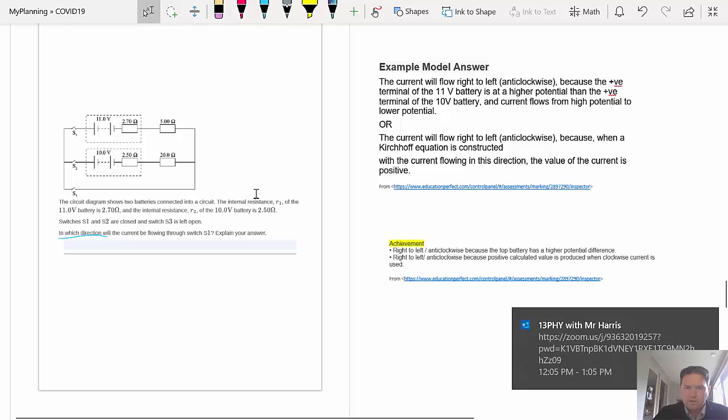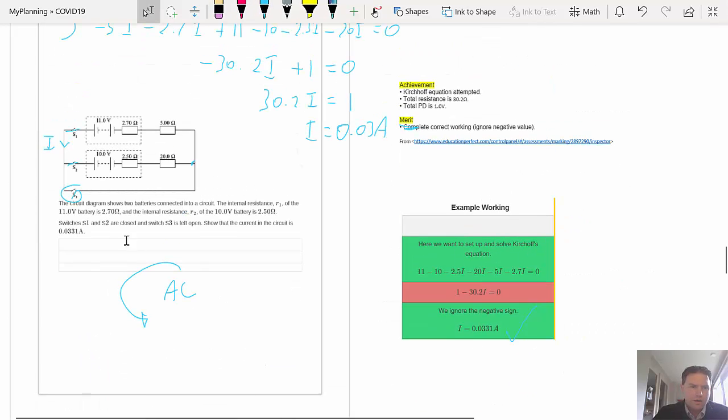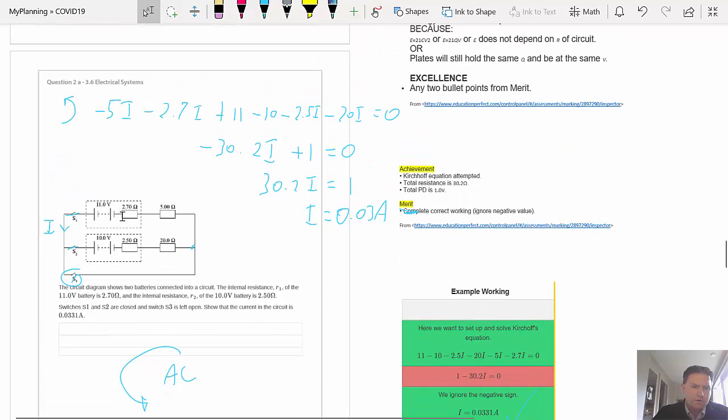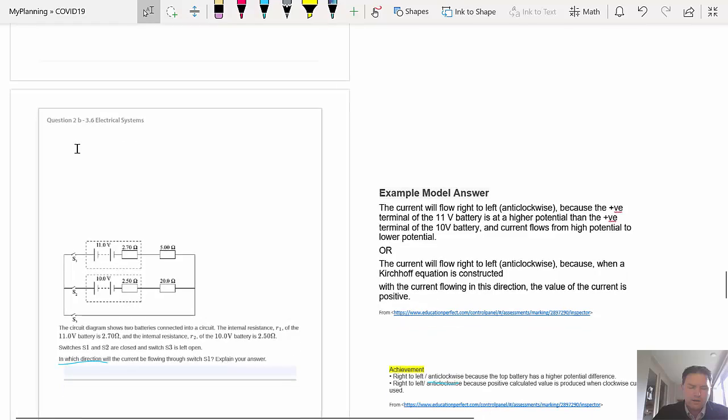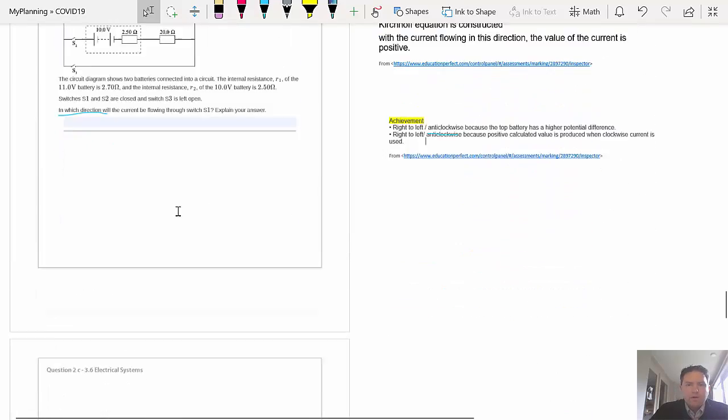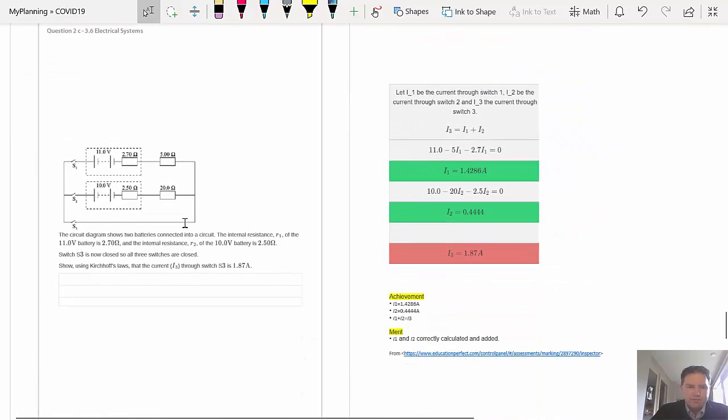And so anti-clockwise, because you could argue it from two positions. You could argue it from the position of this has got a higher voltage, and so it's going to win, and also argue it from this Kirchhoff's voltage law equation.